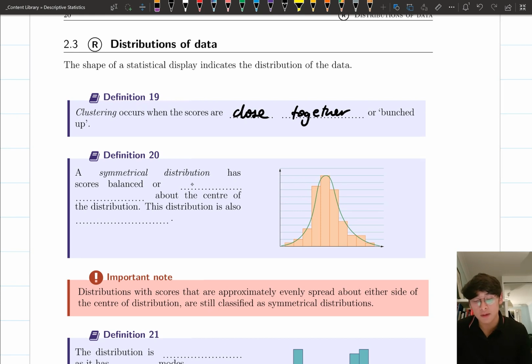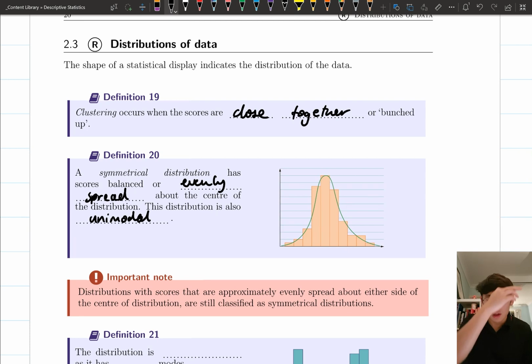So definition 20, a symmetrical distribution has scores balanced or evenly spread about the center of the distribution. This distribution is also unimodal. Notice here, we've got this center value, and most of the scores are evenly spread either side of it. You've got most of the scores being clustered near it, and it spreads out. And this distribution is unimodal. There's one most frequent score usually.